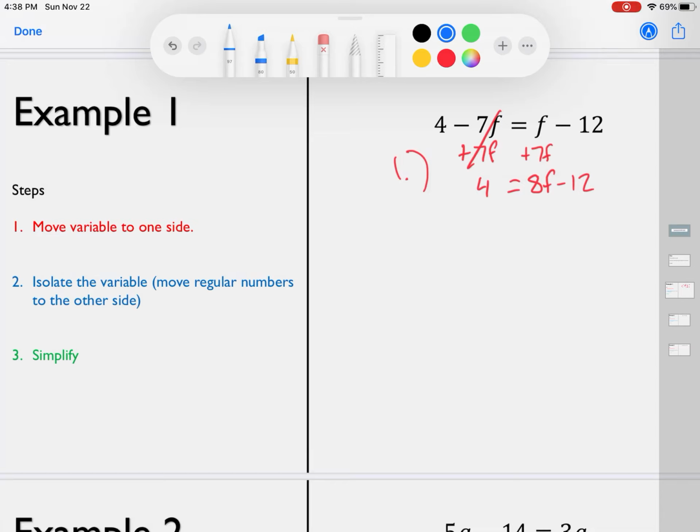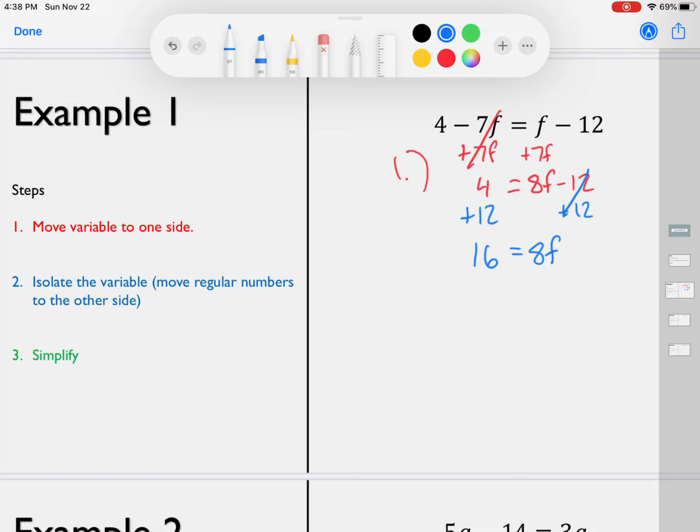Now, my second step, I want to isolate the variable. So I want to get that term with the 8f all by itself. And in order for me to do that, I need to get rid of that minus 12. And in order to get rid of the minus 12, I have to add 12. So we're doing the opposite of whatever operation is shown. So since subtraction is shown, we're adding. So I'm going to add 12 to minus 12, which means I can cross it out. But then I have to do it on the other side to keep the equation balanced. So I add 12, which leaves me with 16 equals 8f.